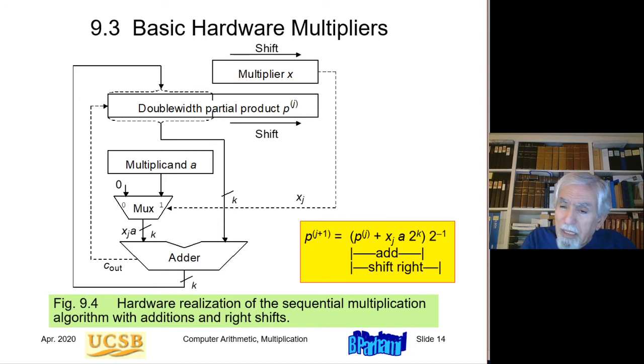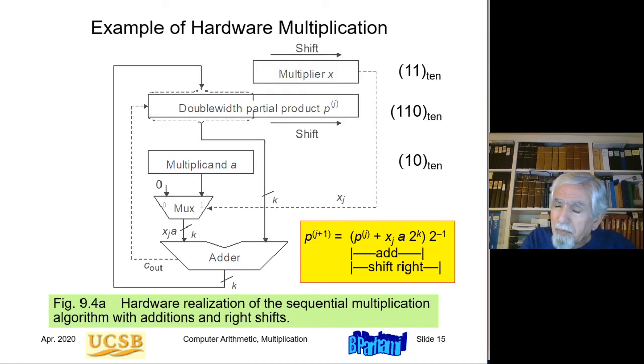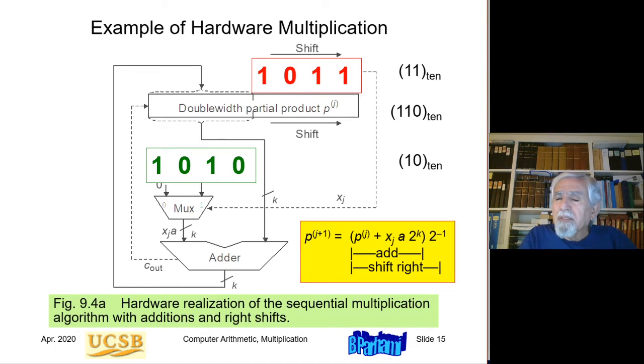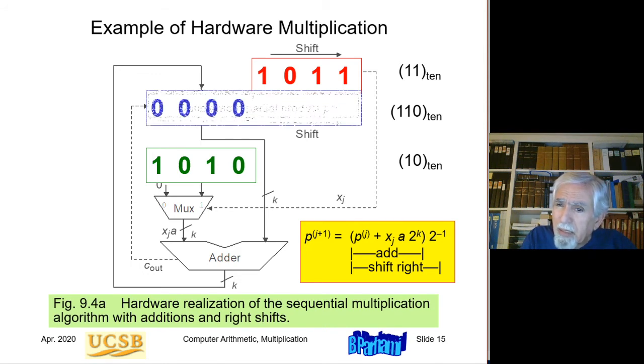Okay, now let's first go through a numerical example. The multiplier is 11, the multiplicand is 10. This is an animated example where you see exactly how x equal to 11 is multiplied by a equal to 10. So the first bit of x is 1, and the partial product is initialized to 0. The first addition that takes place, because the rightmost digit of x is 1, is that a copy of 1010 will be added to the partial product, and we get 1010.